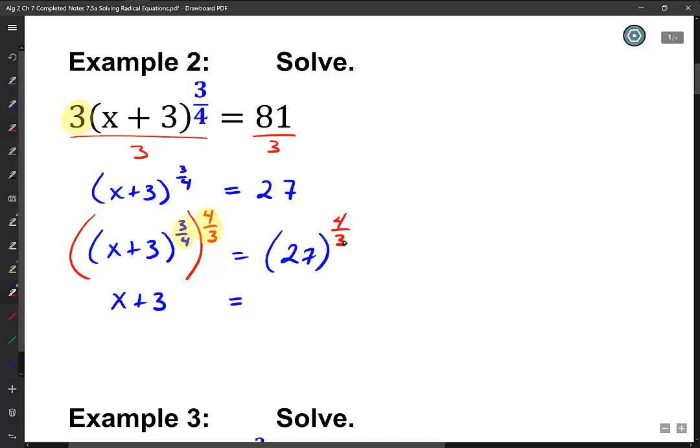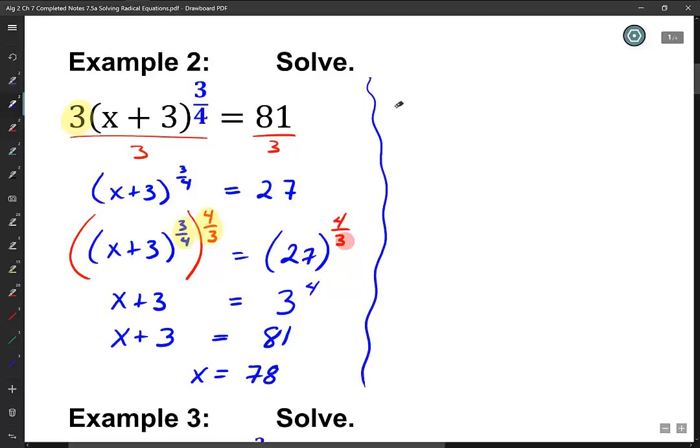On the right hand side, we have the cubed root of 27. The cubed root of 27, as you know, is 3, and so we have 3 to the 4th. Perhaps you remember that raising something to the 4th power is the same thing as squaring it twice. So 3 squared is 9, 9 squared is 81, and 81 minus 3 is 78. So 78 is our proposed answer.